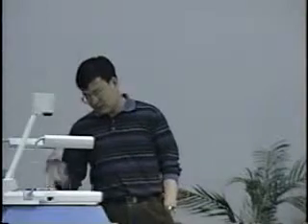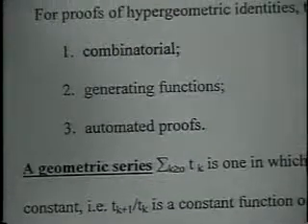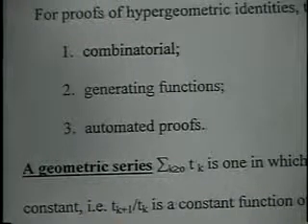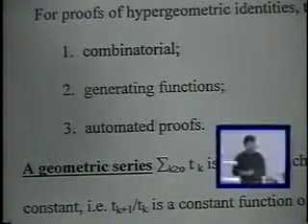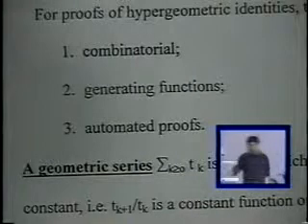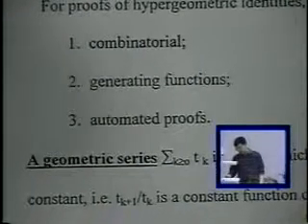Okay, so the hypergeometric series is like this one, where P and Q are polynomials in k, so T_k is called a hypergeometric term. Examples like these two, which we saw many times in the class. There are basically 3 methods to prove hypergeometric identities. First is the combinatorial method, and the second is generating functions, which we learned in this class. And the third one is automatic proofs. This is what I'm talking about.